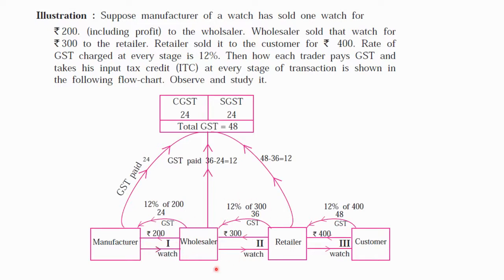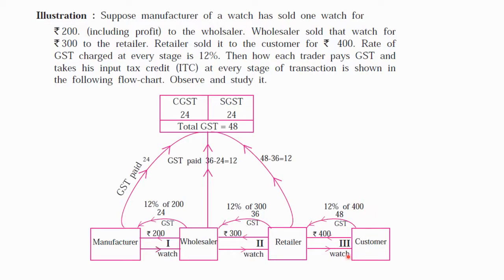But if you see at the second stage, the GST paid by the wholesaler will be the difference in the amount. So if you see, the wholesaler paid 24 rupees GST and he took 36 rupees GST. So he then takes a difference, and the difference 36 minus 24 is 12. So he'll pay 12 rupees GST to the government.